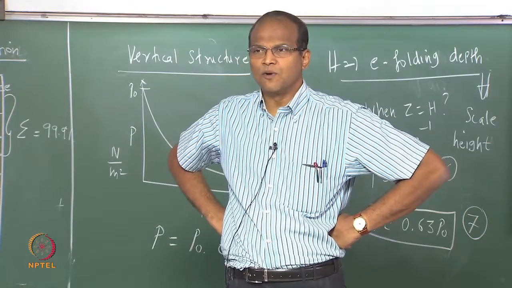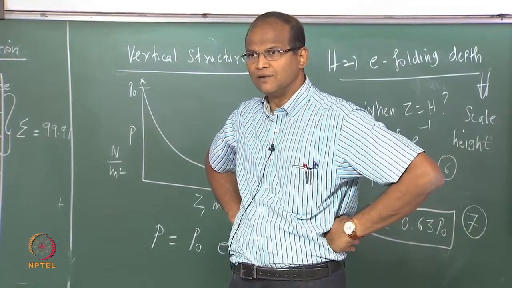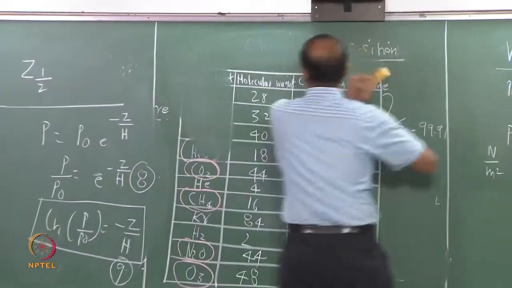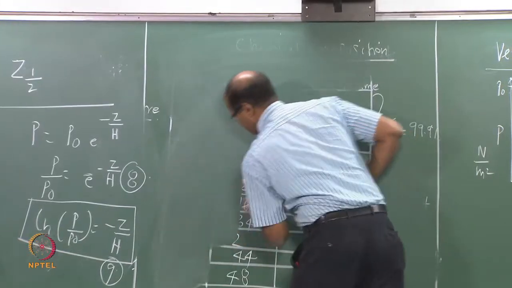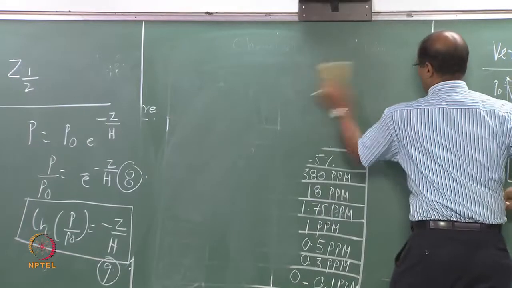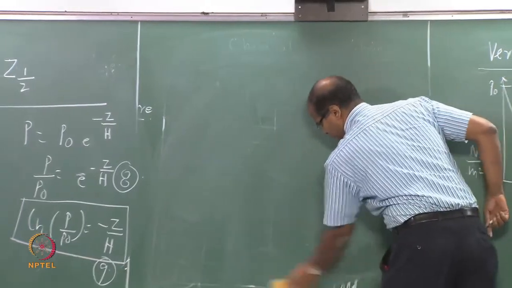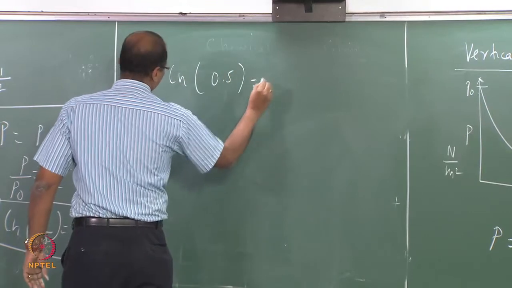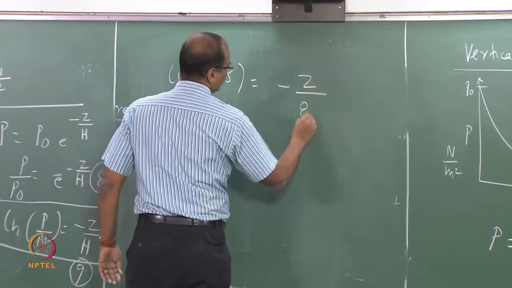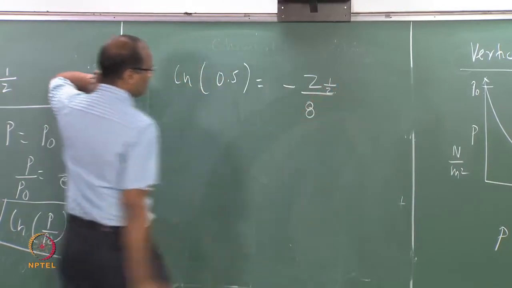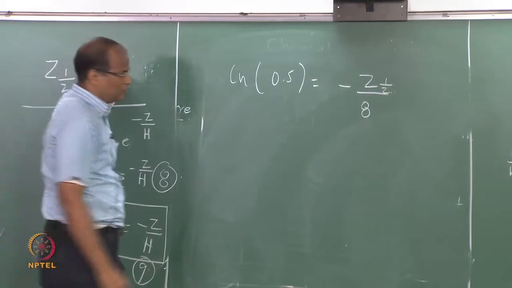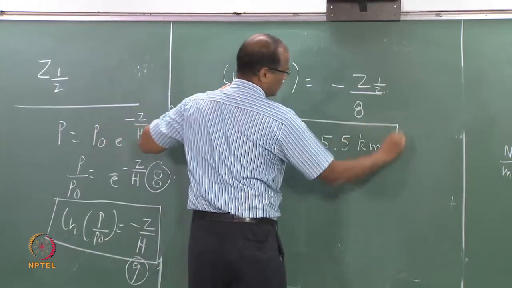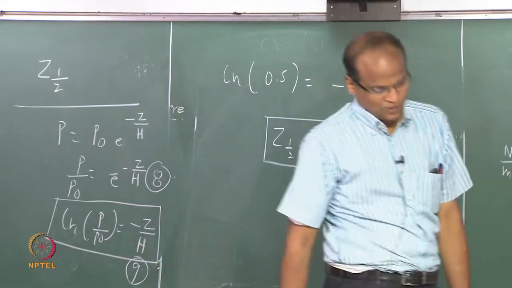So the pressure itself is a proxy for the mass, right? So you can take ln of 0.5, right? That's what you're looking at, right? So the solution to this problem is... what is this? 5.57. So it is very interesting.